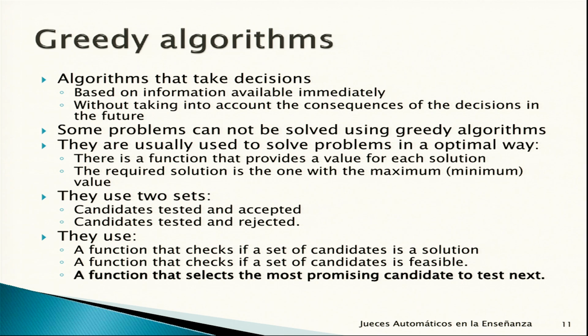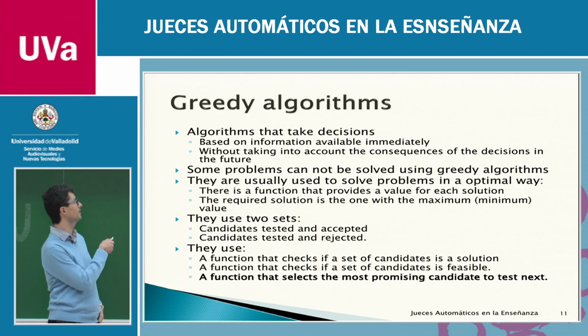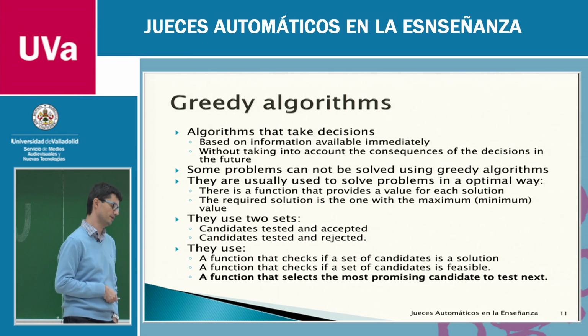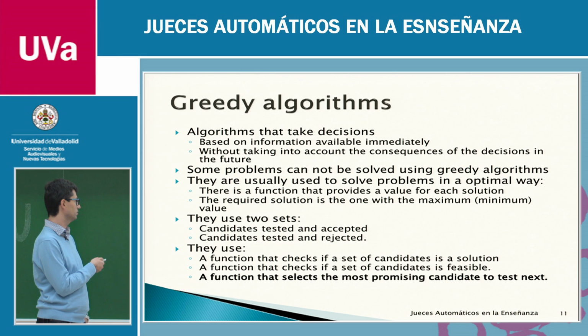An example of this kind of algorithm is the algorithm in vending machines. When you take a Coke or something from a machine, the machine gives you the change. So the algorithm inside is a greedy algorithm that gives you the coins that have to be given to you in exchange for the Coke or the snack or whatever.